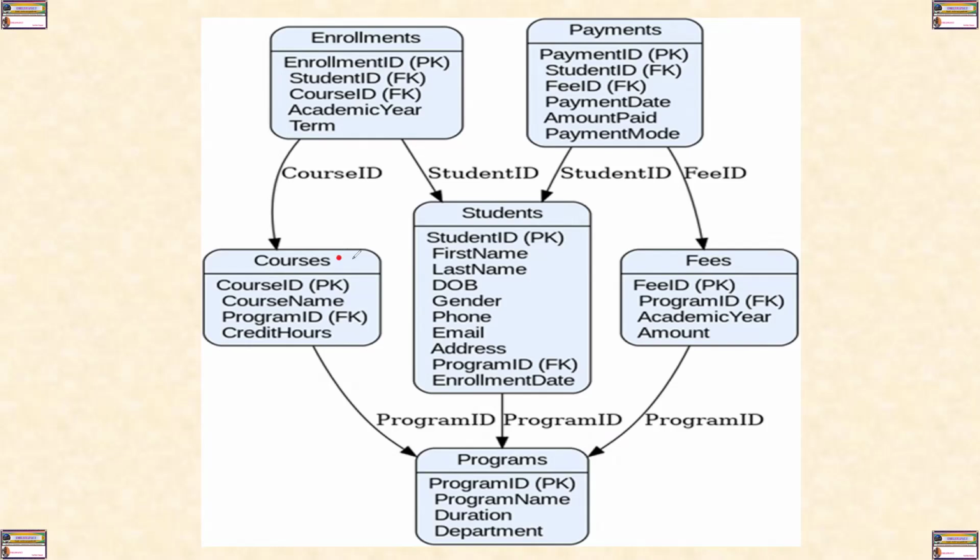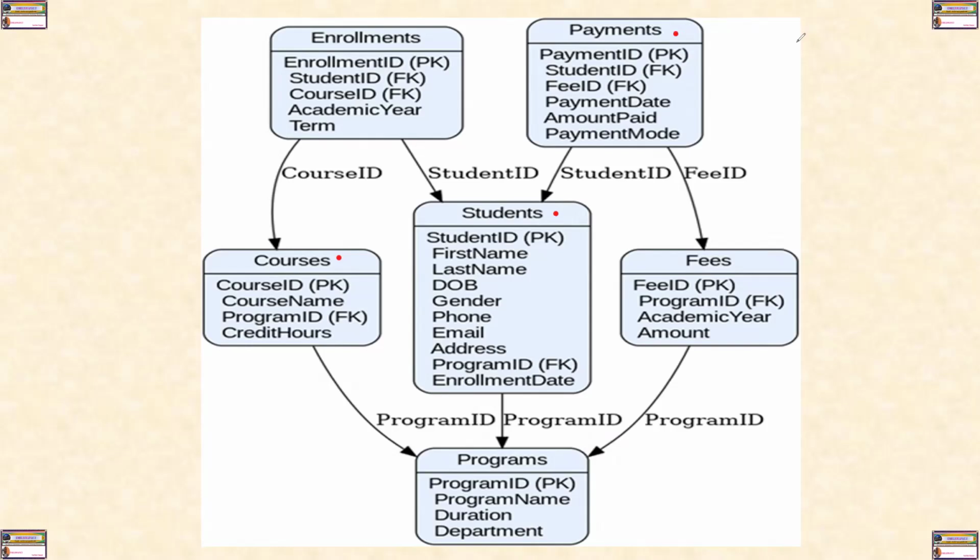The courses table contains the following: the course ID, the course name, program ID, credit hours. These are the same fields that I mentioned in my first presentation, that is part 1 of the 22-part series, which is already posted on the MLSwap ICT YouTube channel. The third table that we have is students. The students table contains the following fields: the student ID, first name, last name, date of birth, gender, phone, email, address, program ID, and enrollment date.